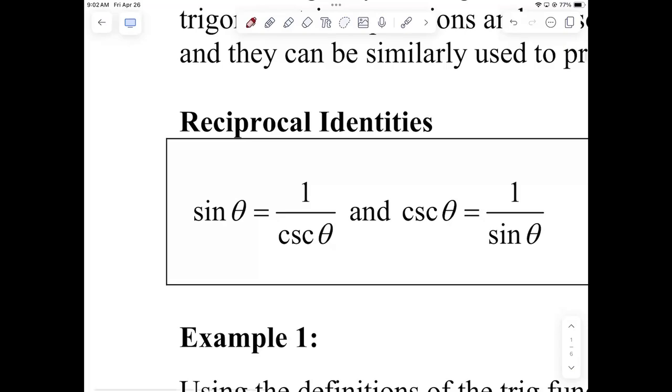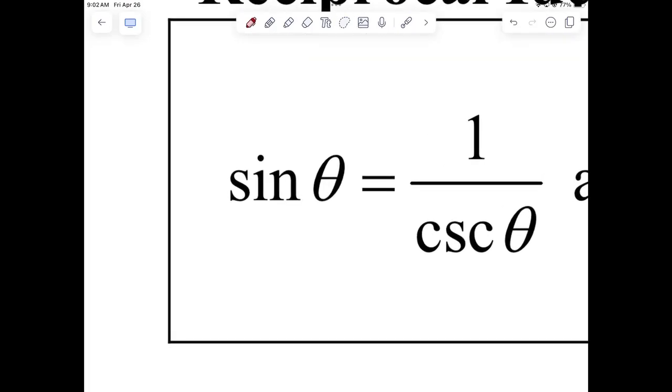Now, the good news is you already know most of these fundamental identities because we've been using them to evaluate angles from the unit circle, right? The first set is the reciprocal identities. What's the reciprocal of sine? Cosecant. And what's the reciprocal of cosecant? Sine. They are each other's reciprocal, right? So if we state that formally, we would say sine of theta equals 1 over cosecant of theta. That's how we would state it. Sine of theta is 1 over cosecant of theta.